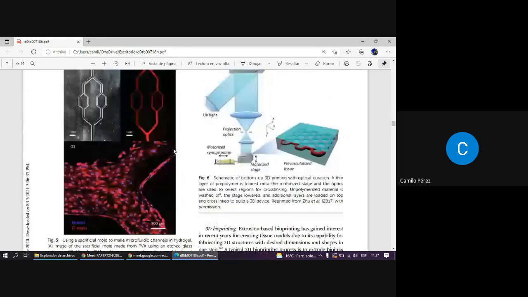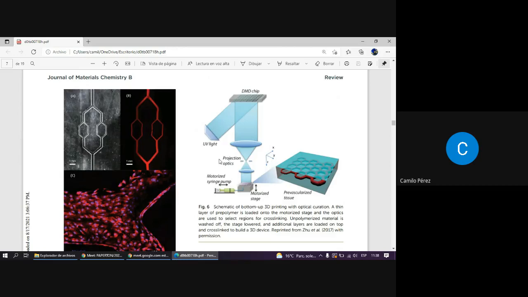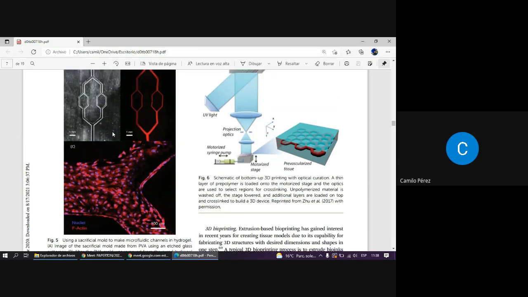Next, we can see how cells behave, for example, under shear stress or different stimuli within the experimental system.